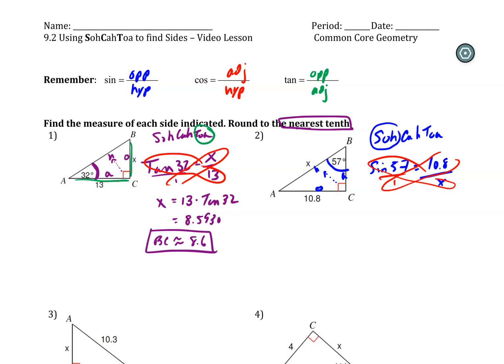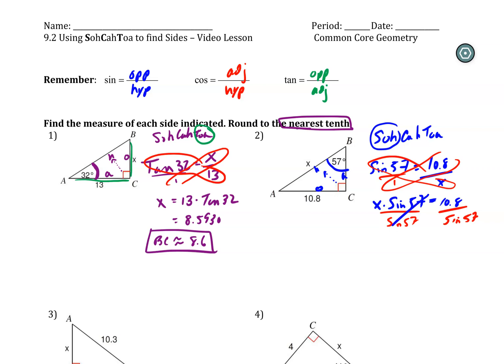Again, I put it over 1 and cross multiply. In this example, notice the x is not alone, so it's x times the sine of 57 is equal to 10.8. I have an extra step here. I've got to get rid of the sine of 57 on the left side of the equation. I do that by dividing, because it's multiplied right now, and the opposite of multiplying is dividing. So I divide both sides by sine of 57.